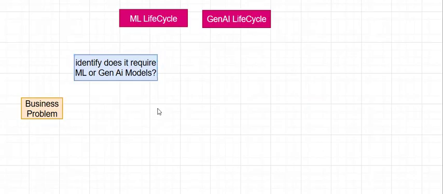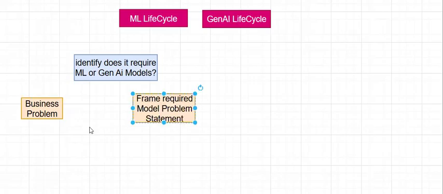If we actually require a model to perform certain tasks for solving our business problem, then we will frame the problem statement related to what type of model we require. If we require an ML model or GenAI model for our business problem, then we frame the problem statement.